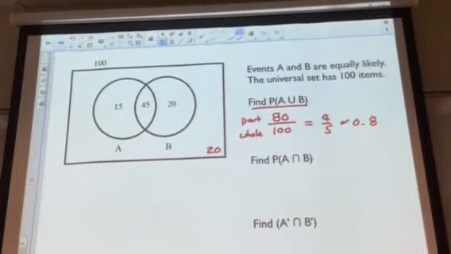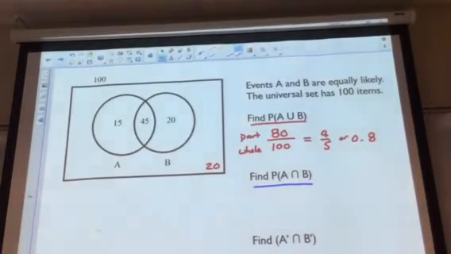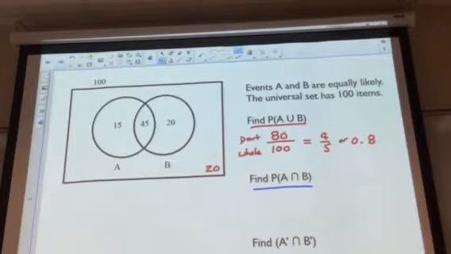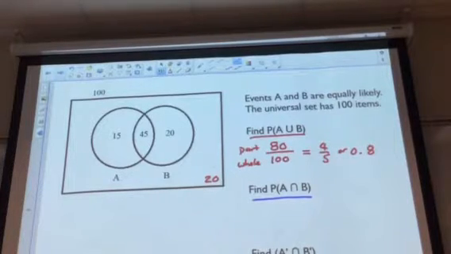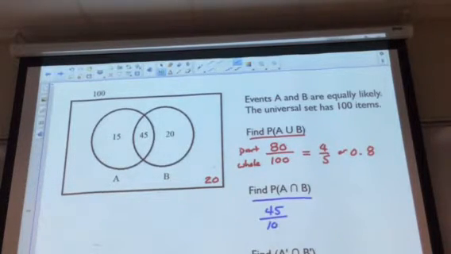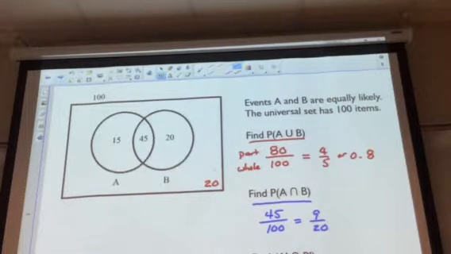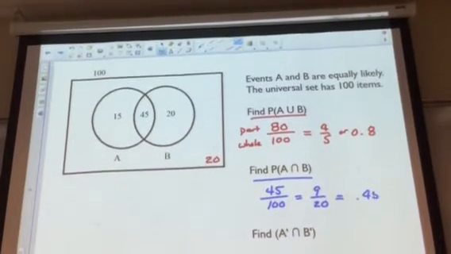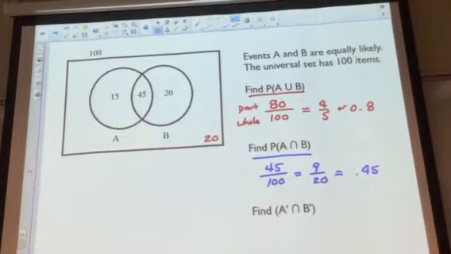Second one. How does it read? A intersect B, the probability that the item is in both A and B at the same time, which is how many? 45. Out of 100, which reduced as a fraction would turn out to be 9/20ths, and as a decimal, it would be 0.45, and you wouldn't need the extra 0. Okay, so not a bad deal.